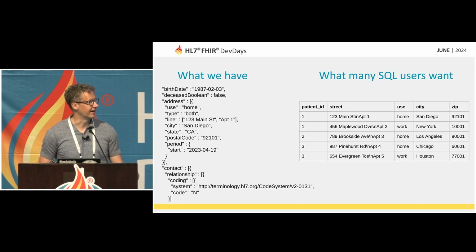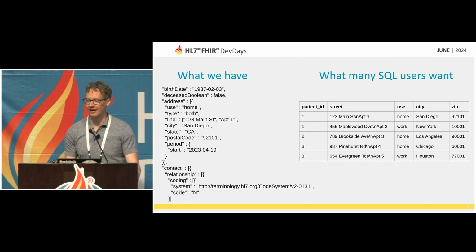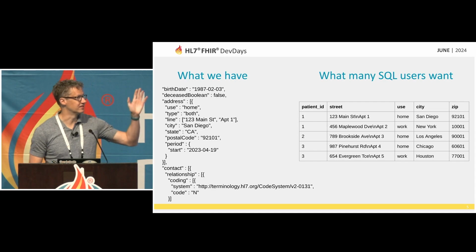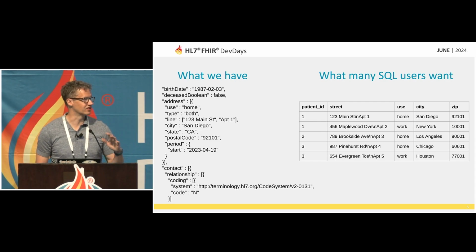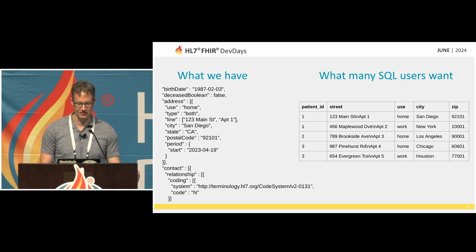And the reality is that what we have in the FHIR space is this nested, repeated structure here, which is great for a whole lot of workloads that we all use. But what users want, at least many or perhaps most SQL users, will be looking for a simple table on the right there, where everything just maps cleanly to scalar values and columns.